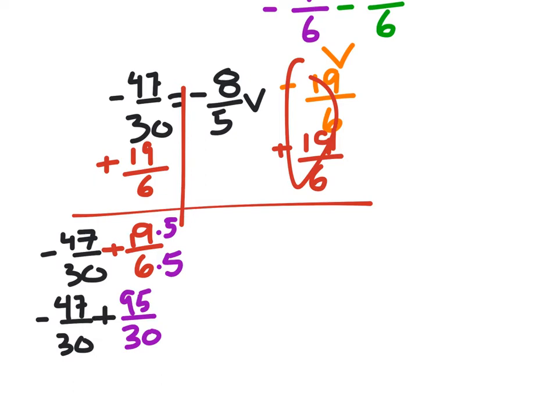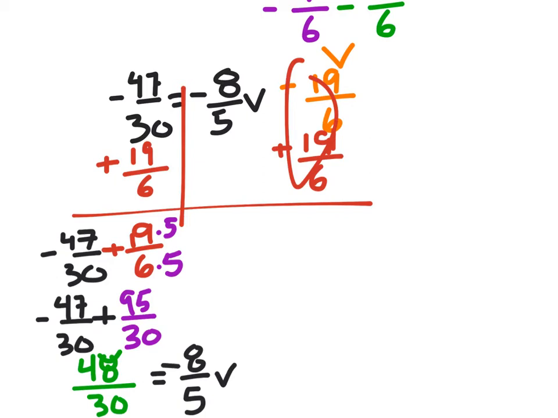Alright, so now I have negative 47 thirtieths plus 95 thirtieths. And combining these is going to make a new fraction, still in thirtieths, but it's negative 47 plus 95. So I'm going to go to the calculator and just put that in. Negative 47 plus 95. See what it gives us, 48. Now, even though I know 48 thirtieths can be simplified, I'm not so worried about that right now. Let's just see what the new equation looks like from here. 48 thirtieths equals 8 fifths.